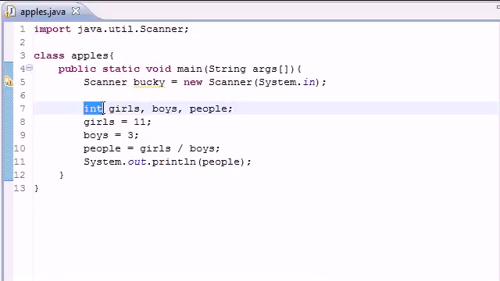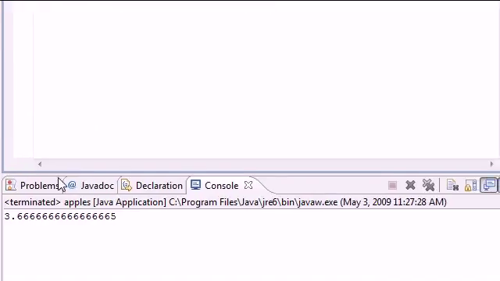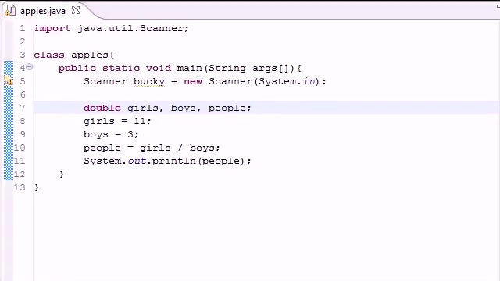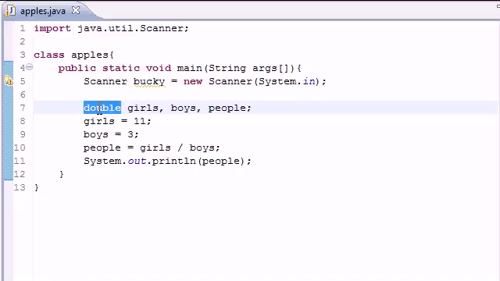So if you want to get this number exact, you need to use double. So go ahead and press OK, and there's your answer, 3.66. So that's the difference between int and double. Int gives you whole numbers, and double gives you a fraction of a number, or numbers with decimal points.